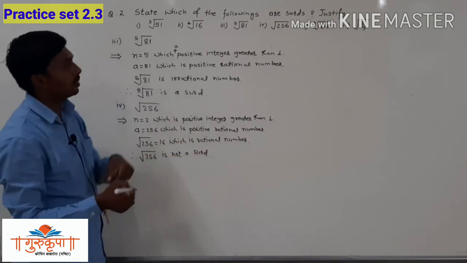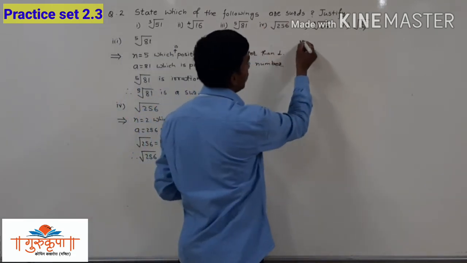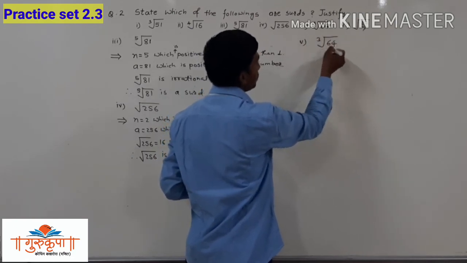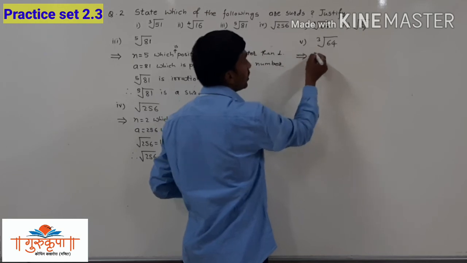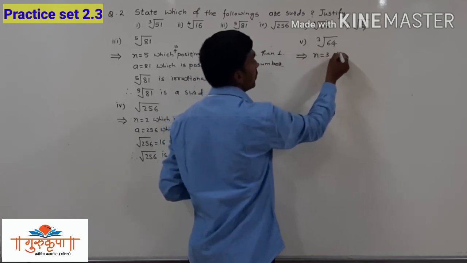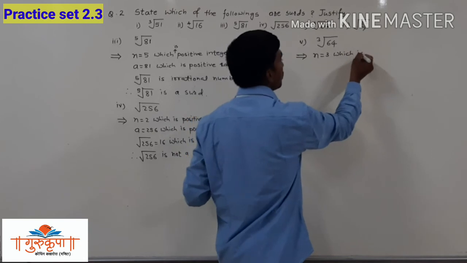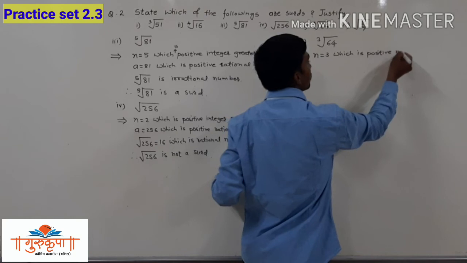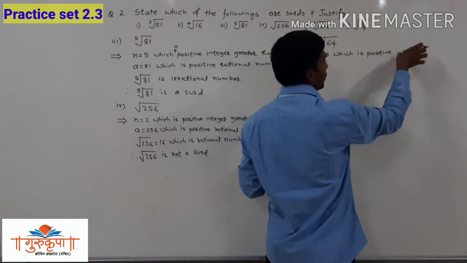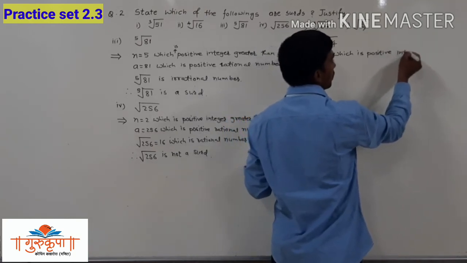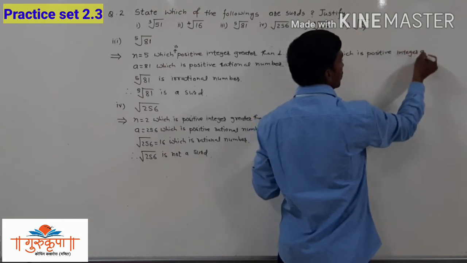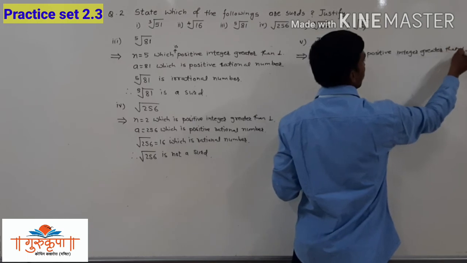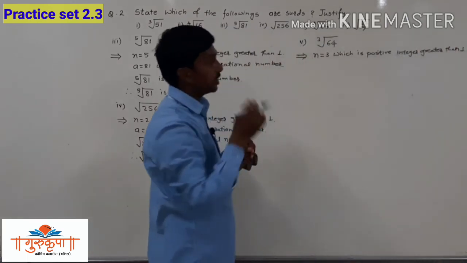Now we have example number 5. The given number is cube root of 64. Now here we have n is equal to 3, which is a positive integer greater than 1.